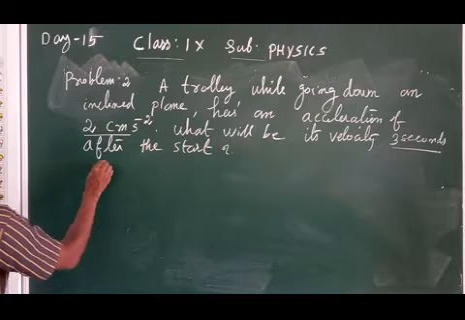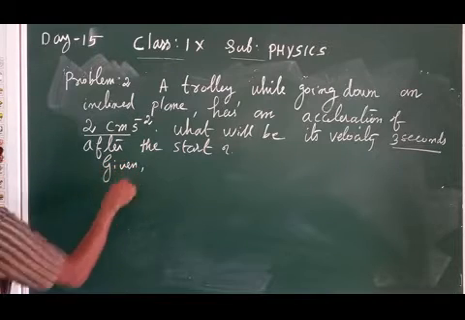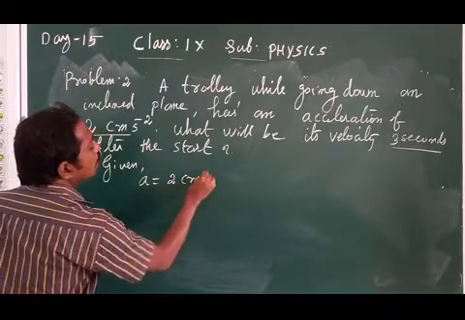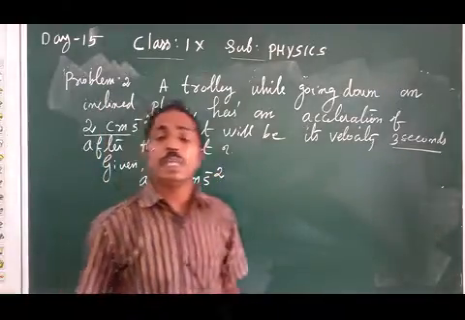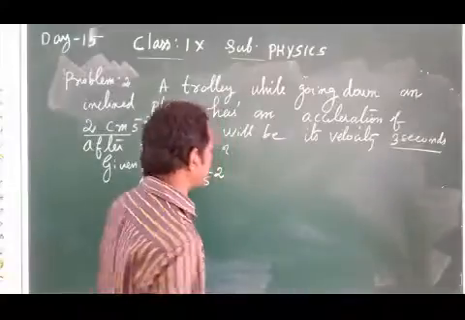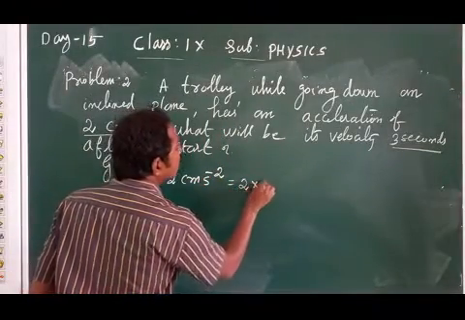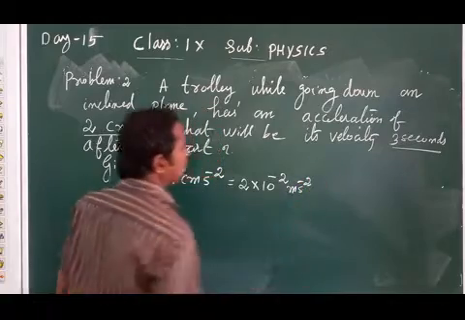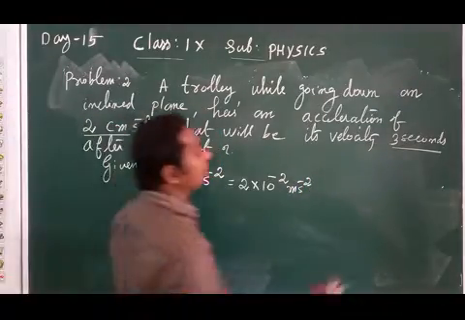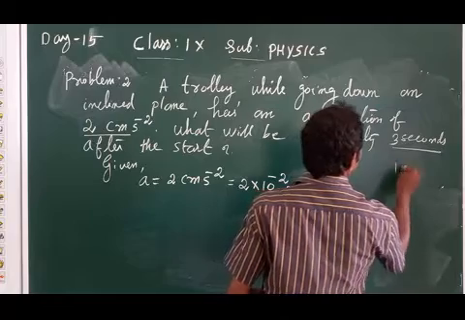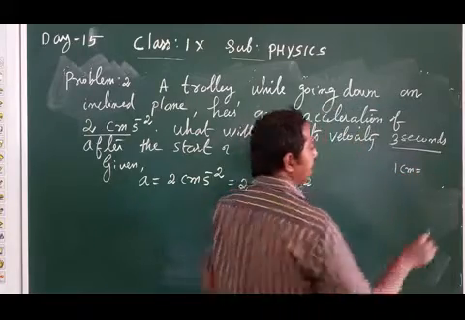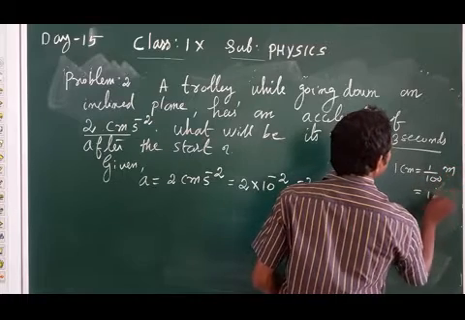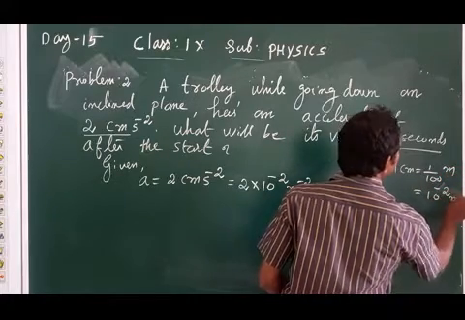We are writing given: acceleration equal to 2 centimeters second raised to minus 2. It is in centimeters only. You have to convert into meters. Then 2 into 10 raised to minus 2 meter second raised to minus 2. Why did I write minus 2? Because 1 centimeter equals 1 by 100 meter. It is 10 raised to minus 2 meter.